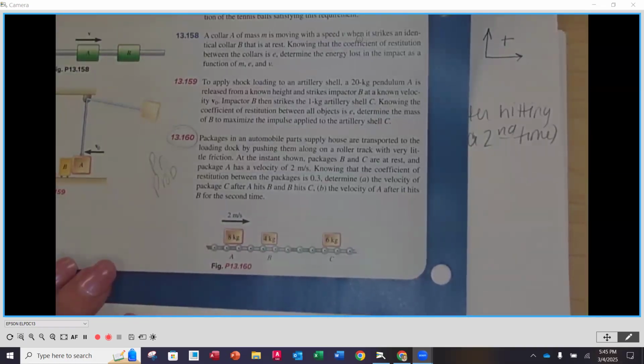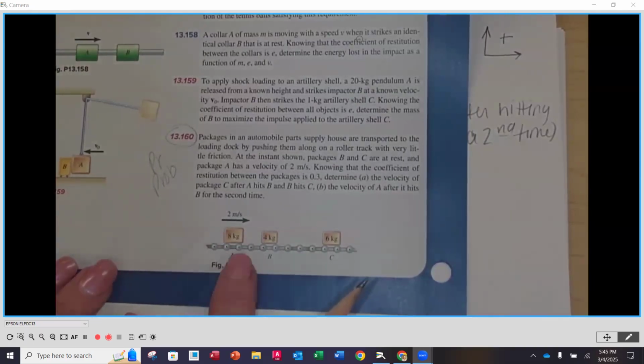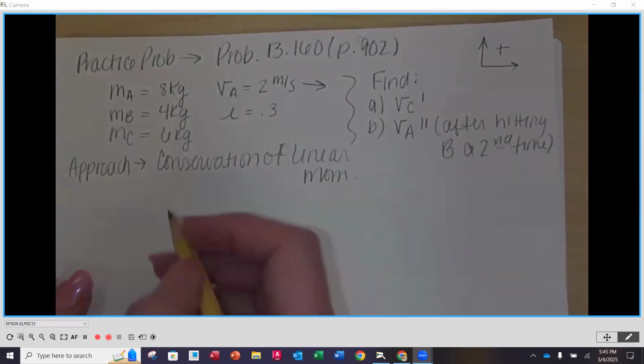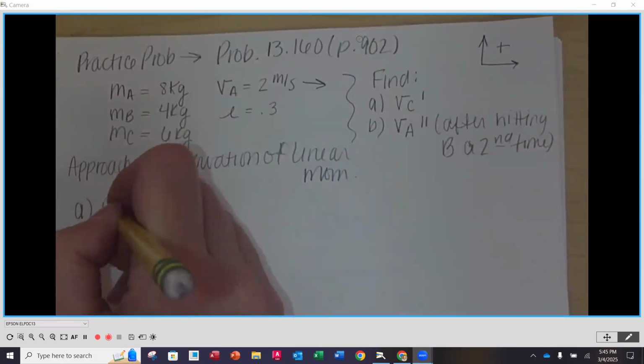So we're not going to look at all packages, 3 at a time. We're going to look at them in sets of 2. Our first set is A hits B, and that's going to set B off, and then B is going to hit C. So we're going to do this twice to get to C, but then we're going to do it a third time to get what A was after it hit the second time. So we're going to look just at A and B as we're starting off here.